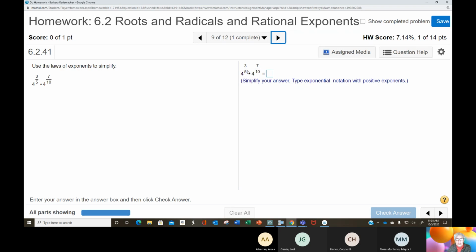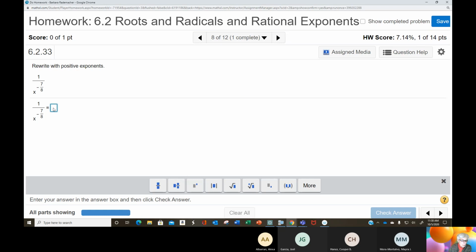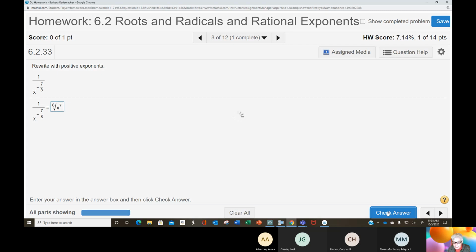Now here, we did this before, so we can do this because we did it before. All right. So this is going to be, there's an 8 index. X is the base. You can't use your mouse, you've got to use your arrow keys. And then click on the power. And that's going to be 7. And then I've got to hit my right arrow key to come down and move out. And then I check my answer.